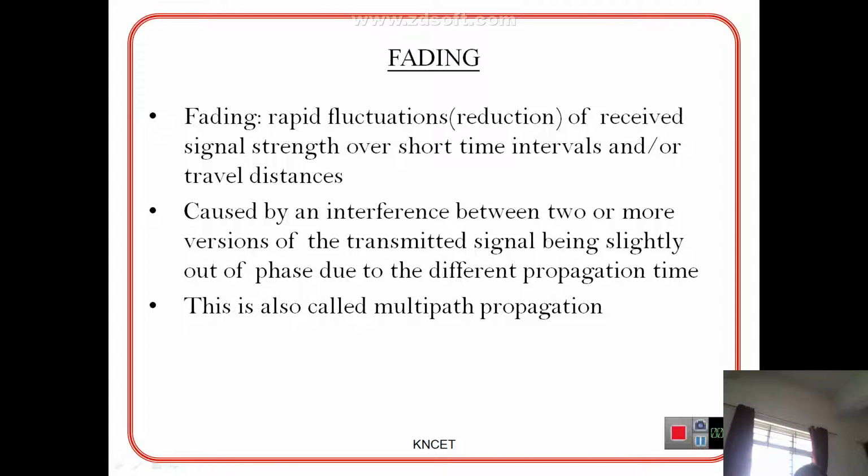What is interference? When two or more versions of the transmitted signal are slightly out of phase due to different propagation times, that is called interference between them. Finally, this is also called multipath propagation. Once again I repeat, the multipath propagation. What does multipath mean? The word itself contains the meaning: multipath means more than one path.